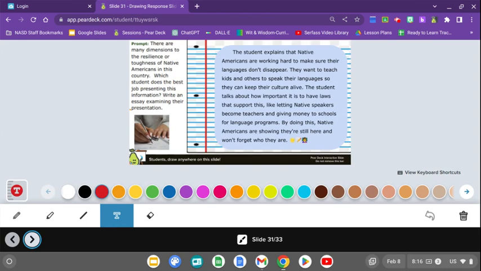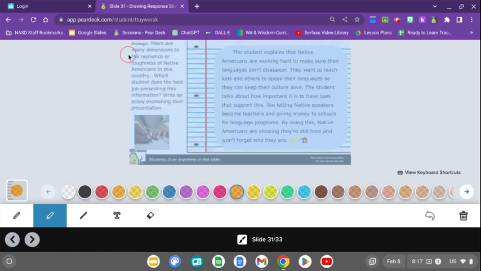I'm going to be reading the next two slides to you out loud and prompting you to annotate. Just like always, we're going to turn on our highlighter, switch on over to orange. You'll be reading the prompt and the paragraph each time. Please make sure you highlight both in the prompt and paragraph. There are many dimensions to the resilience and toughness of Native Americans in this country. Which student does the best job presenting this information? Write an essay examining their presentation.